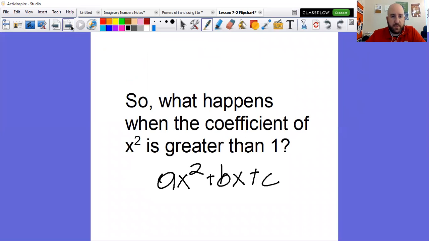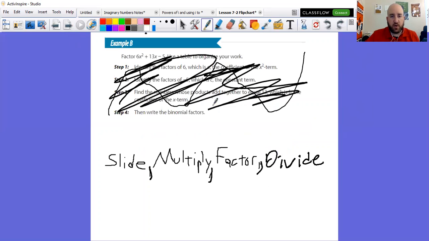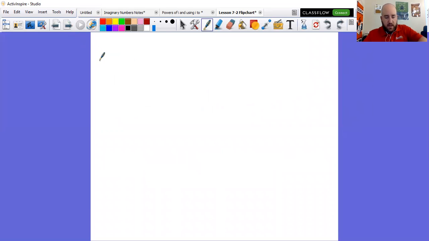All right, so that's just a couple quick examples of that. So what happens when the coefficient of x squared is greater than 1? ax squared plus bx plus c. That's when we have to do our slide, multiply, factor, divide. Again, it's very self-explanatory. So again, I'll try to get through a couple quick examples.